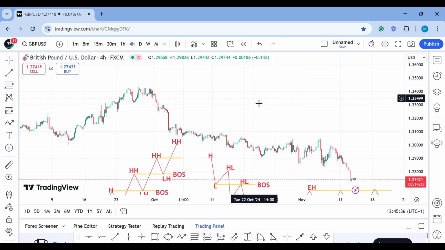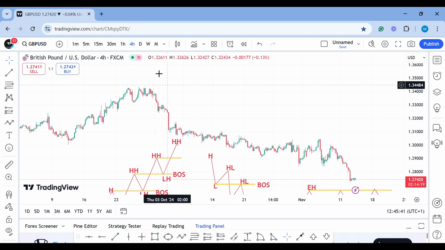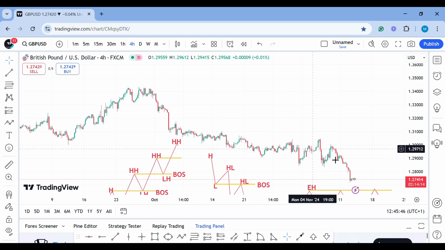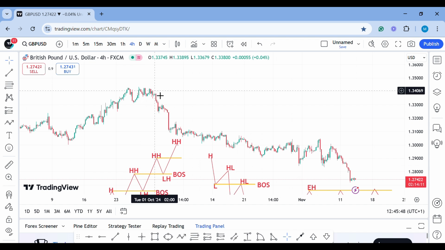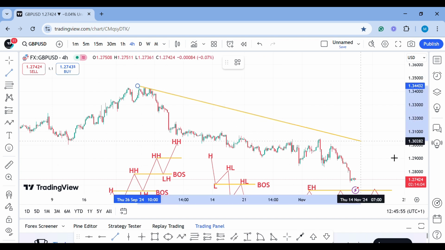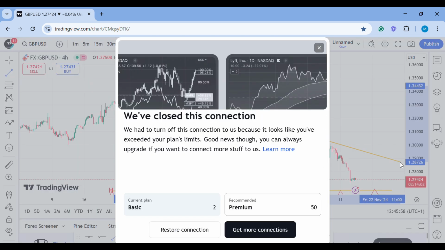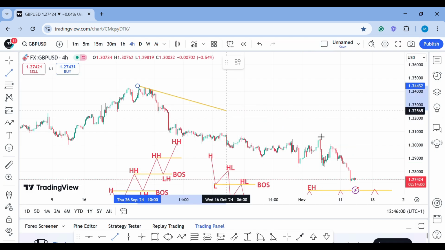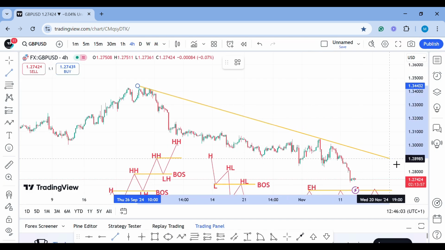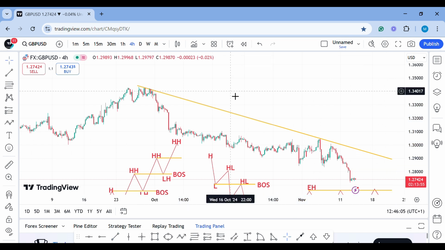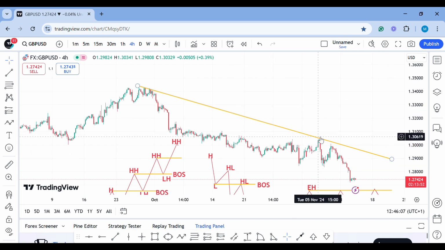Now let's mark out our structure on this H4 time frame. This H4, you can see a typical example of a downtrend. If you plot your trend line from this peak down to this part, you see the market is in a downtrend. You can see the first peak, the second touch of the peak, then it pushes down.